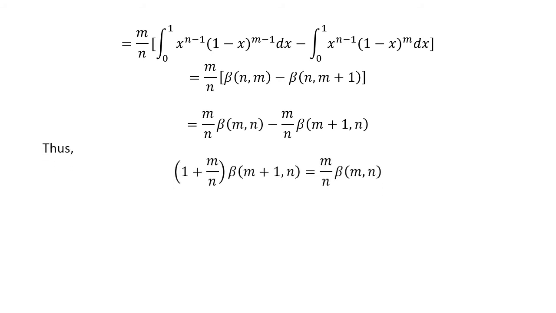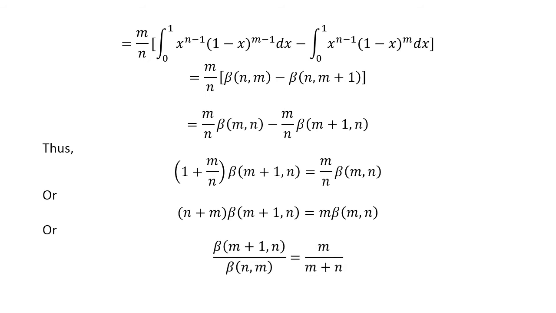Thus, (1 plus m by n) beta(m plus 1, n) is equal to m by n beta(m, n). When we equate the LHS and RHS that we have taken, in this way we get (n plus m) beta(m plus 1, n) is equal to m beta(m, n), and finally we get beta(m plus 1, n) upon beta(m, n) is equal to m upon m plus n. Thus we prove the property. This property we will use in integration as well if required. So beta(m plus 1, n) upon beta(m, n) is equal to m upon m plus n.